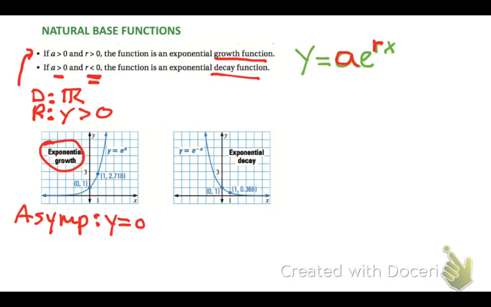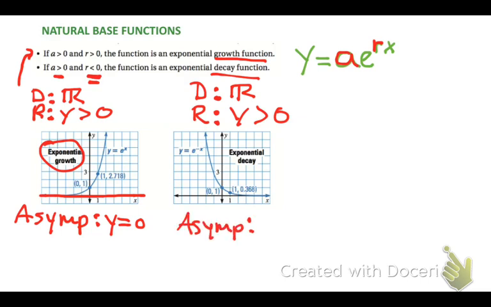So you'll notice that it approaches 0. The same thing for our exponential decay on these particular examples. The domain is going to be all real numbers. The range is going to be y is greater than 0, and you can see the y's are greater than 0. And the asymptote is going to be y is equal to 0.